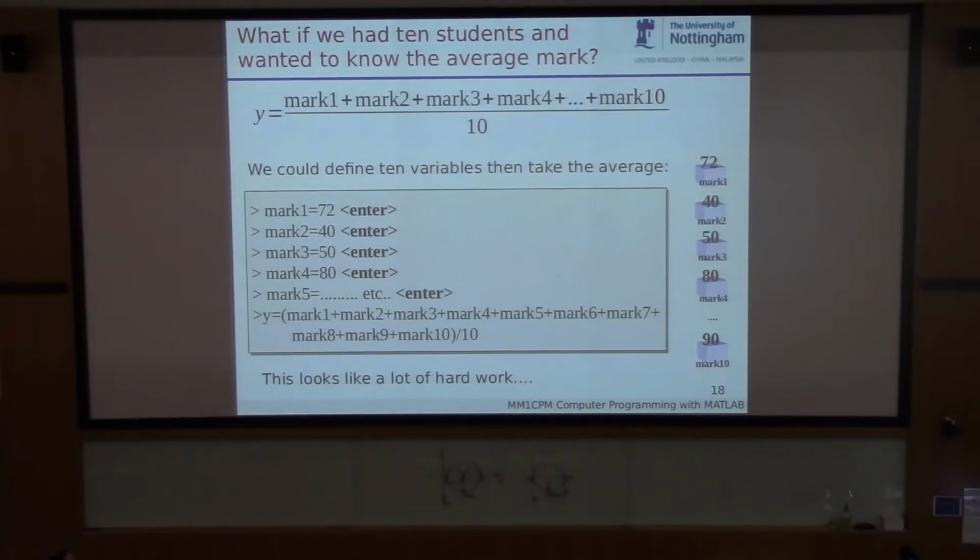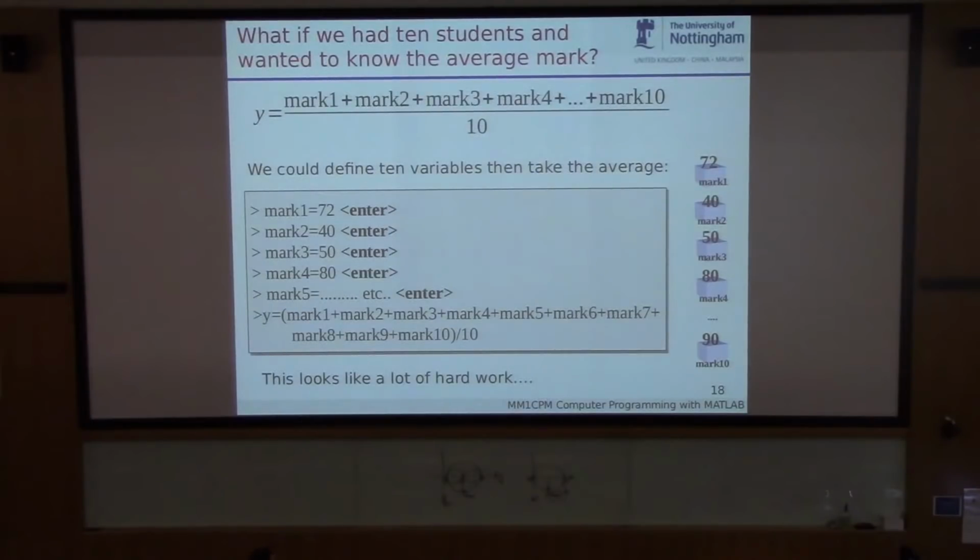So imagine we now have 10 students. Imagine I wanted to calculate the mark of all the students in this row here, all 10 of them. I could expand this process and define 10 variables. Mark 1, 72, mark 2, 40, mark 3, 50, mark 4, mark 5, etc. And then, if I want to calculate the average mark of all you 10 students, I could go mark 1 plus mark 2 plus mark 3 plus mark 4, etc. And the risk of you making a mistake when you type out these types of expressions is huge.